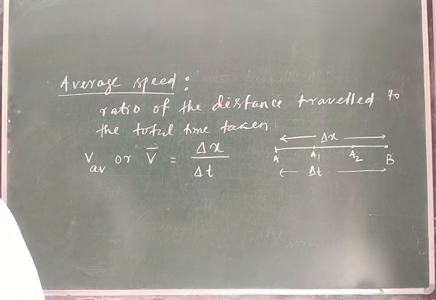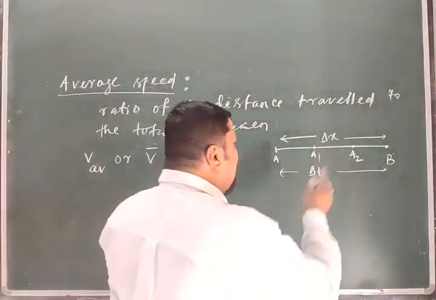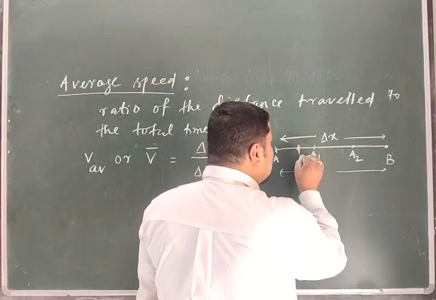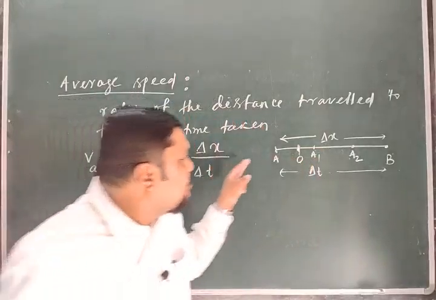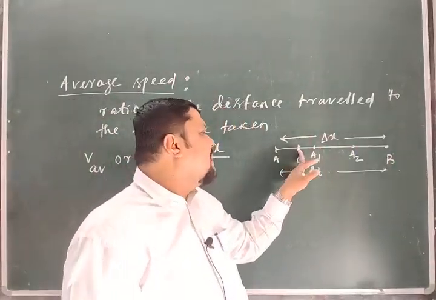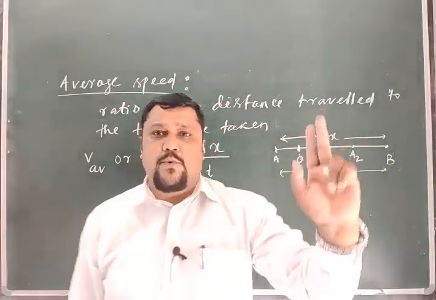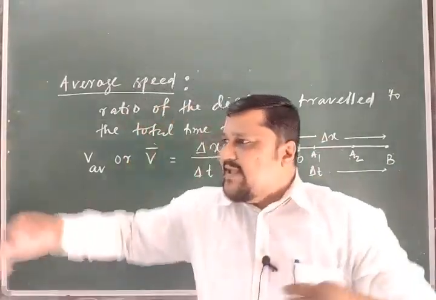Then if this is the average speed, suppose I ask you, in this total path, what is the speed of the particle at this point? Suppose this point is O. When the body moves with a variable speed, you know the average speed, but if I ask you what is the speed of the body at the point O, when it passes the point O?